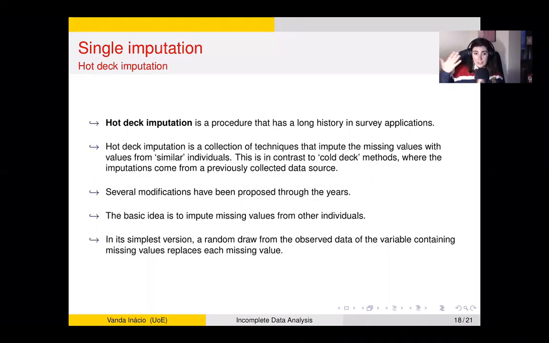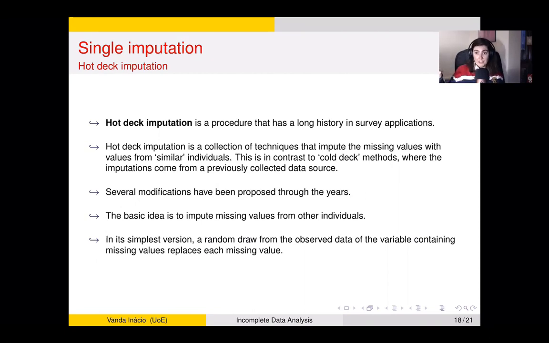There are several modifications of the first proposed hot-deck imputation methods. It's a method that has been upgraded or improved, let's say, through the years. And the basic idea is to impute missing values from other individuals.